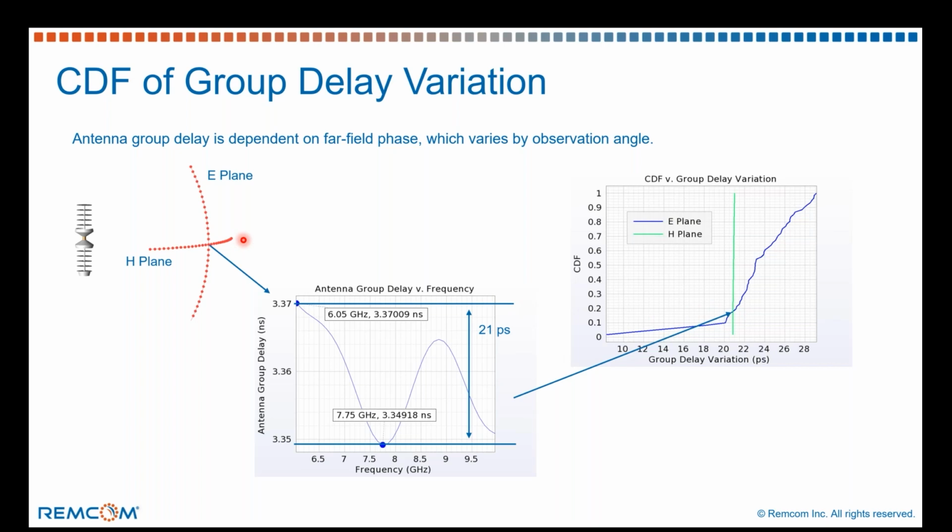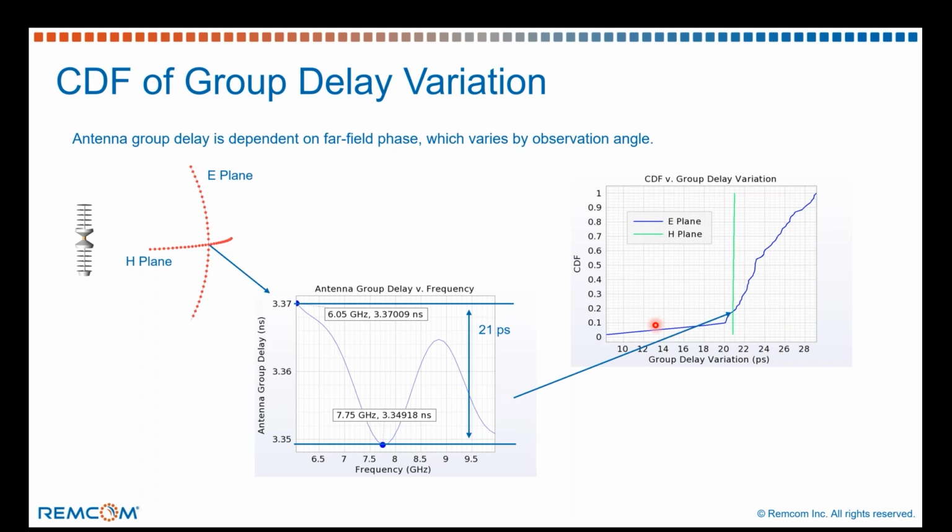In terms of interpreting this, if we think about the H plane, it's around the azimuth angle of essentially the dipole pattern, and so we wouldn't expect very much variation in the H plane, and we're seeing that here in the graph. Roughly it's 21 picoseconds. It's a vertical line. It doesn't matter which point on that plane we are at, we're getting the same 21 picosecond variation.